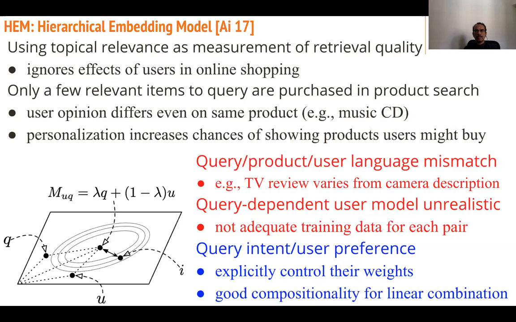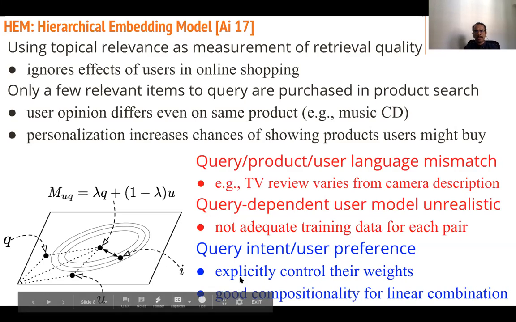Only a few items relevant to the query are purchased in product search. User opinion differs even on the same product, as an example, a music CD. Personalization increases chances of showing products users might buy. Reviews thus provide information about both product properties and user preferences, which enable search engines to learn and understand buyer taste better. Semantic meanings thus need to be captured across query, product, and user for personalized search on a new query.